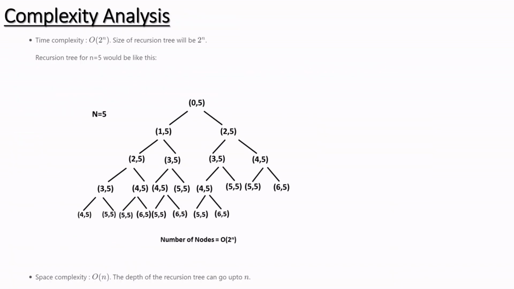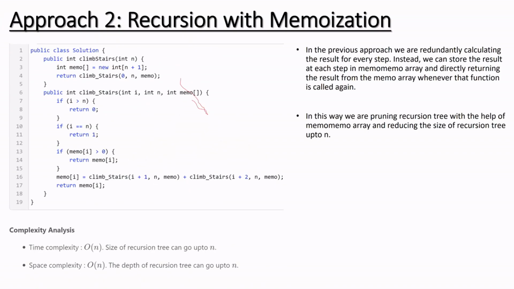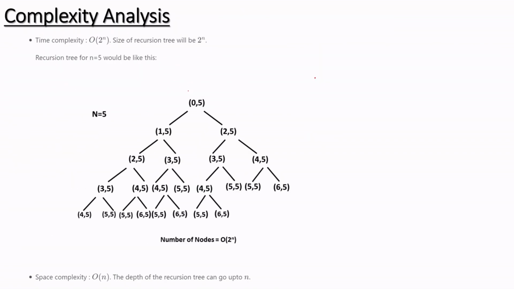Now we'll see the complexity. What complexity do we have? Complexity is O of 2 to the n. Why? Because the size of the recursion tree will be 2 to the n. Let's see, if n equals 5, what we have to do is, initially it will be 0 and n.